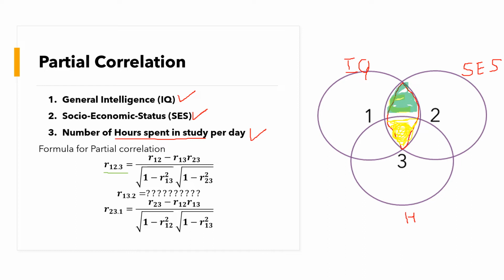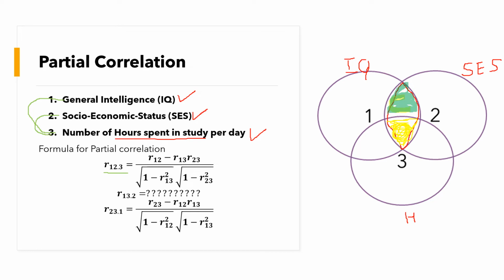So the relationship between 1 and 2, minus the relationship between 1 and 3. 1 and 3 means general intelligence and the number of hours, the correlation between these two variables, and the relationship between 2 and 3 means socioeconomic status and the number of hours. First of all, we have to calculate the bivariate correlation between all possible combinations.